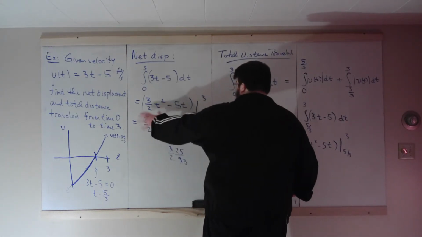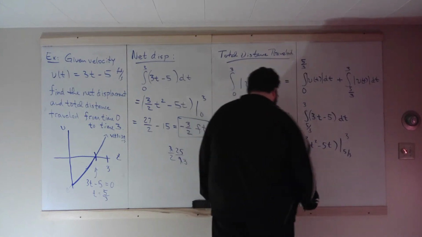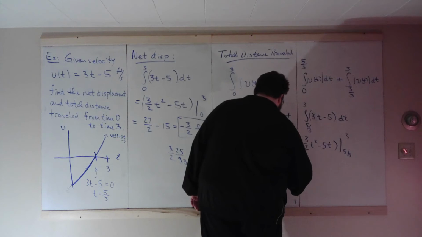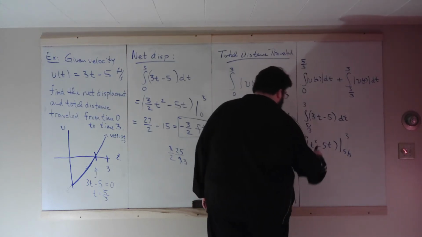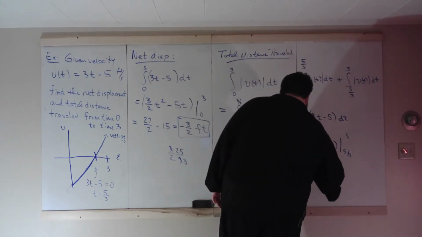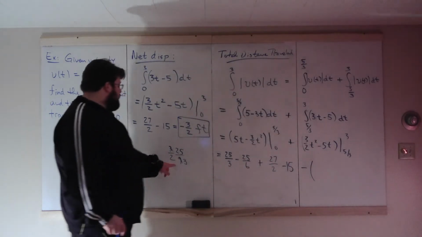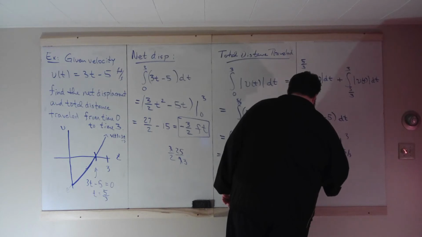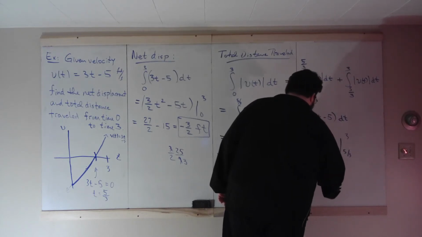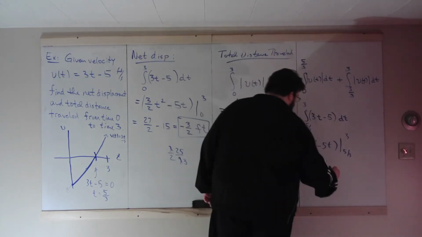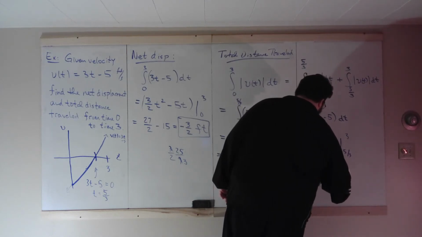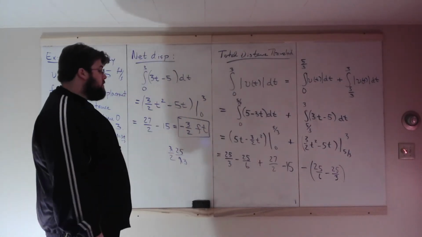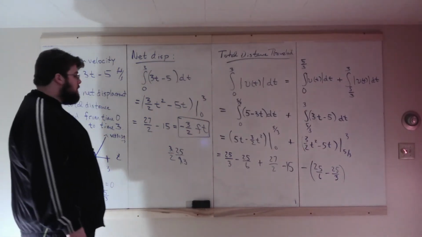When doing this, you should get some of the same numbers over here. Minus, evaluate at 3, so minus 15. But then we subtract what happens when we evaluate at 5/3. 3/2 times 5/3 squared, we did over here, was 25/6. In this case, we have a negative of a positive 25/6 minus 5 times 5/3, so minus 25/3.